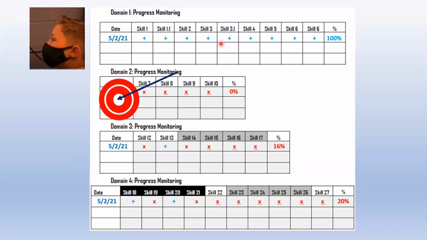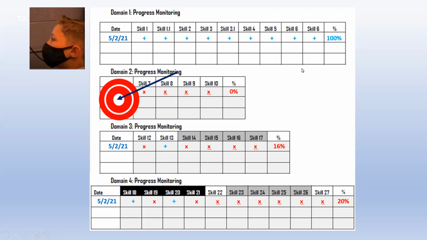But from looking at this, it's really obvious. We can pinpoint exactly where his breakdown in curriculum was, where he was able to get 100% on domain 1. And as soon as we got into domain 2, that's where his breakdown was. So we would go ahead and say, all right, we're going to work on domain 2. And then if you see there's 4 skills that make up domain 2, and obviously we're going to start at the first one, which is skill 7.